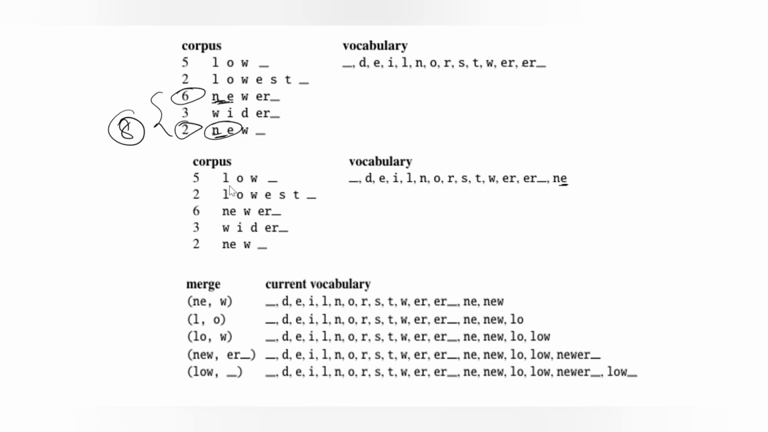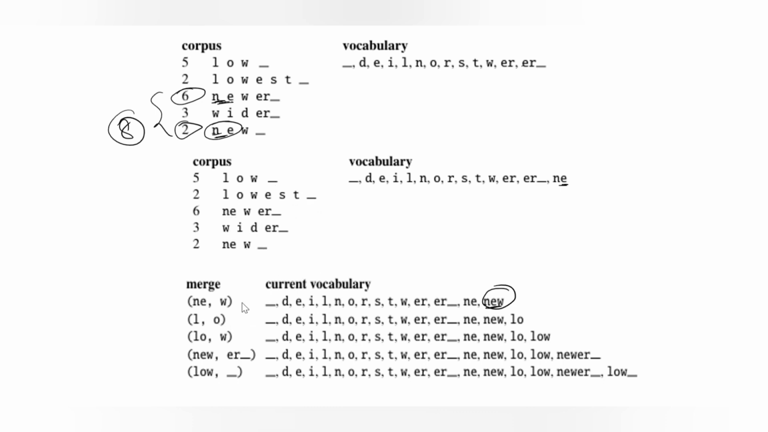Okay. Now in the next iteration, we are going to find the next possible pairs that are appearing most frequently in the training corpus. So in the next iteration, we have the term NE and W. We are going to combine them together, and we have the term new. Okay. So we have created this word new as well. So if in our test set we have this thing, we can generalize it really well.